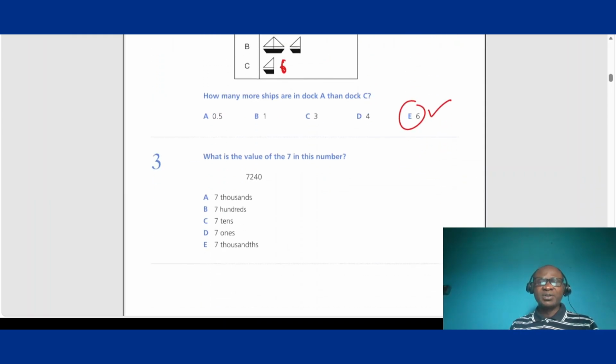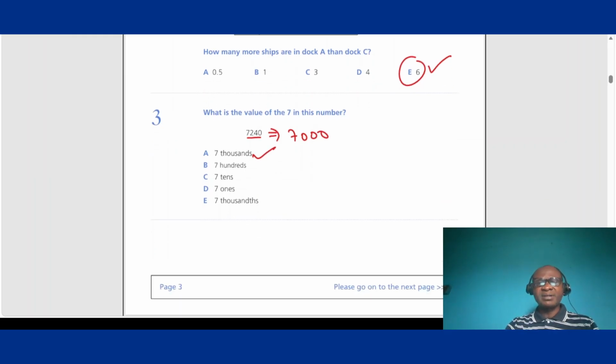Number 3. What is the value of 7 in the number 7,240? That is going to be 7,000. The correct option is A. 7,000. Option A.